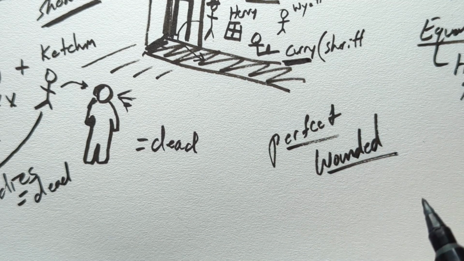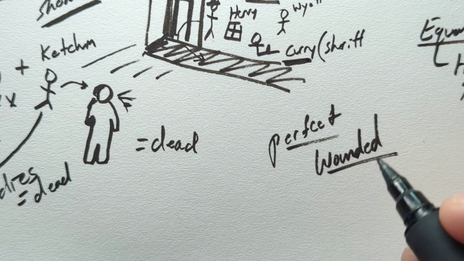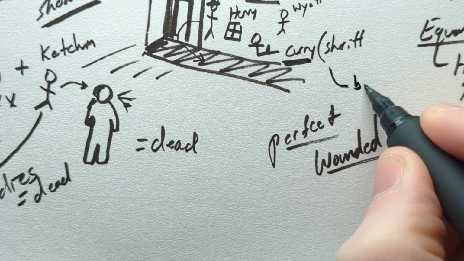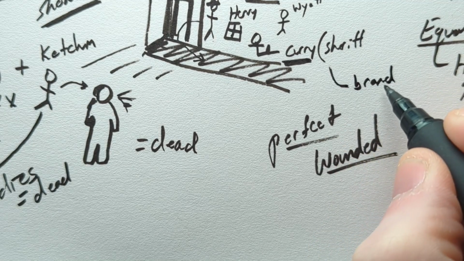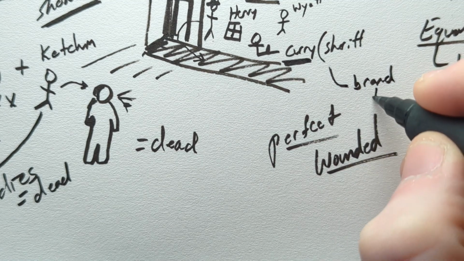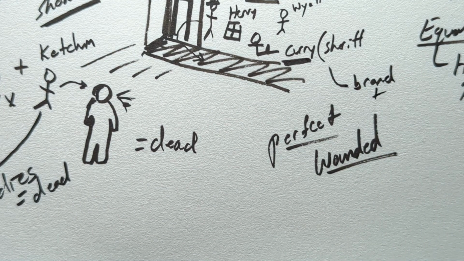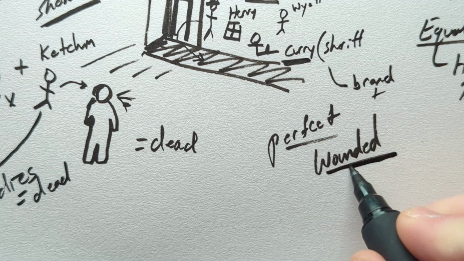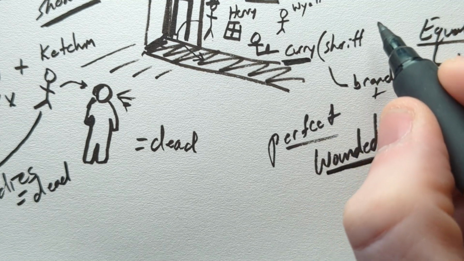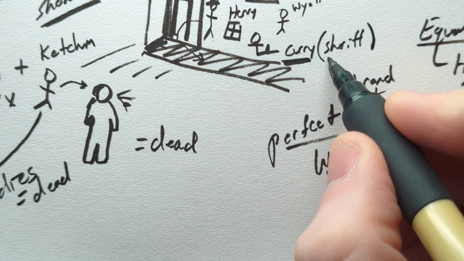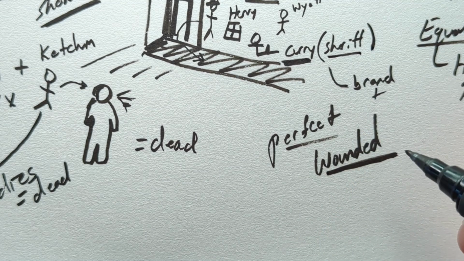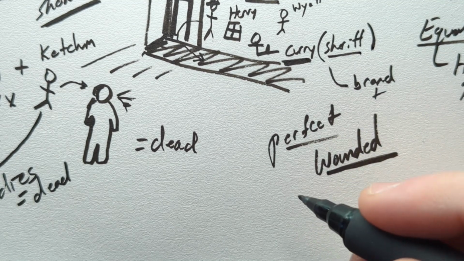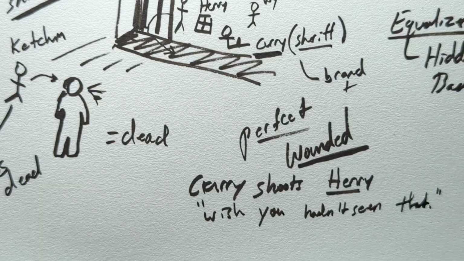Curry, it's revealed that Curry has this brand, which means he's a criminal. I can't remember what the brand is. It's like some symbol, or just C for criminal maybe. And then it's revealed, and Henry sees it. And so then Curry goes, I wish you hadn't seen that. And then he shoots Henry. So, wish you hadn't seen that.